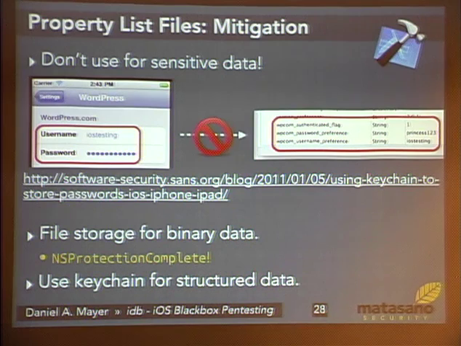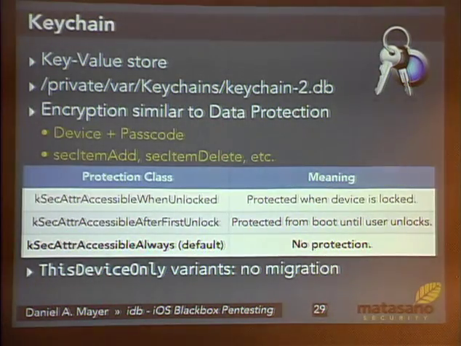Instead, if you have binary data, you just store it on the file system. But usually plist files hold some sort of structure, dictionaries, arrays, and things like that. So you can use the keychain for that. And the OS keychain is basically, well, it's not really a key-value store, it's more like a store for structured data, so you can also store more complex structures. And it just lives on the file system in a file, which is a SQLite database.